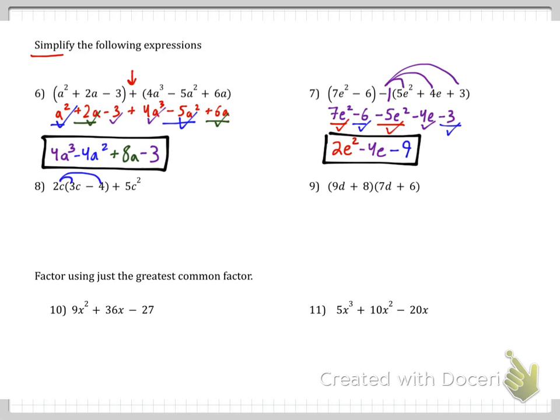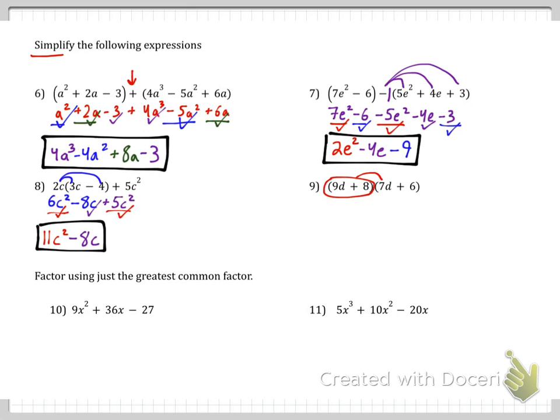For number 8, I want to distribute that 2c. 2c times 3c is 6c squared. 2c times negative 4 is negative 8c. And I'm just going to tack on that plus 5c squared. Then we want to combine like terms. So 6c squared and 5c squared becomes 11c squared. Check those off. And I just write minus 8c to make sure I get all the terms. And there's my answer.